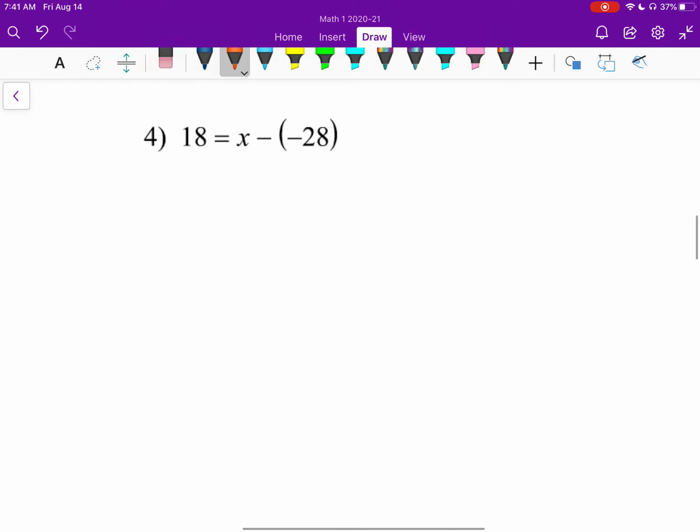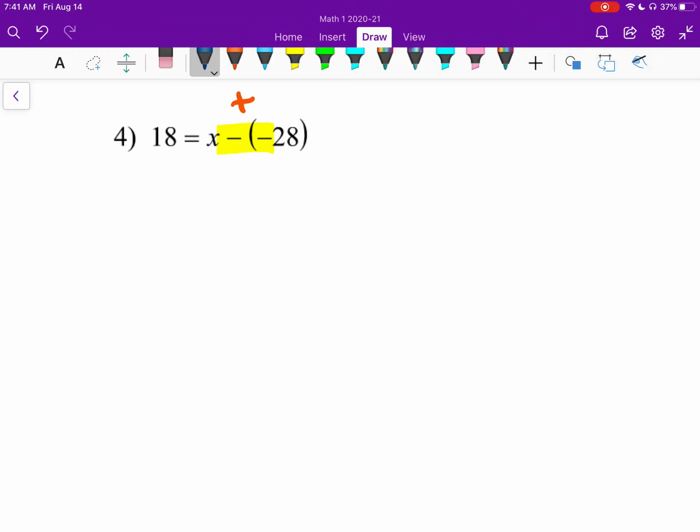Okay. Number 4, I've got 18 equals x minus negative 28. Now I've got this negative negative. Remember, whenever we have a negative negative, it really makes it a positive. So really what we have here is 18 equals x plus 28. Whenever you subtract a negative number, you're taking away a negative, which is kind of like adding. So that's why it ends up being a plus.